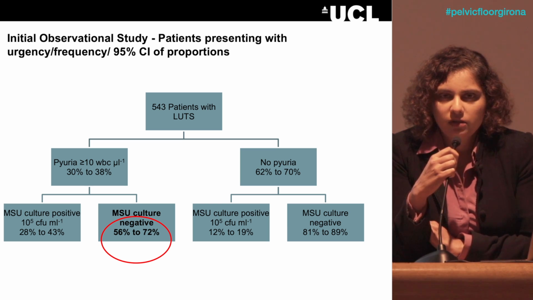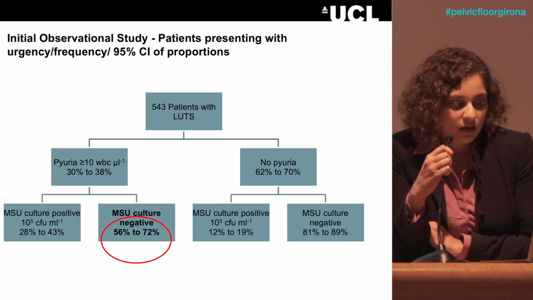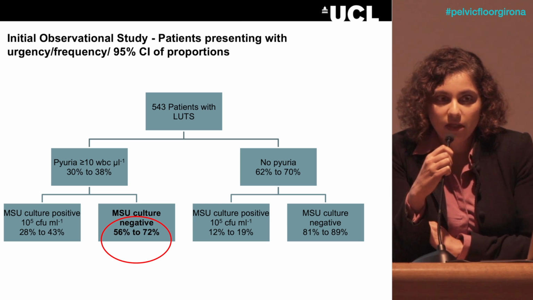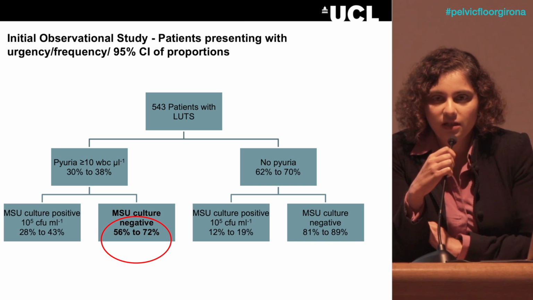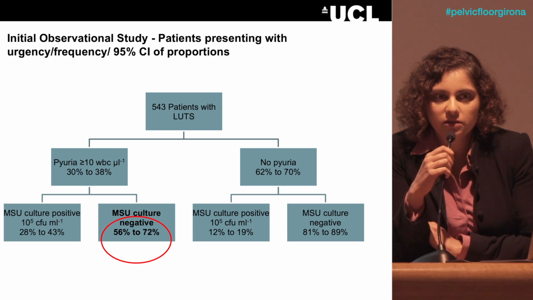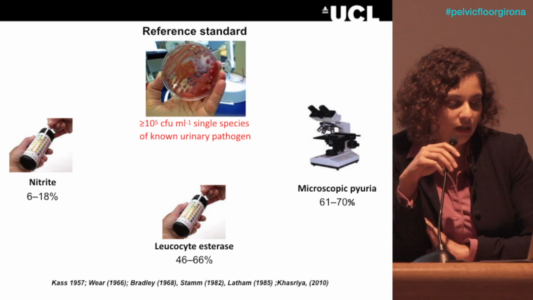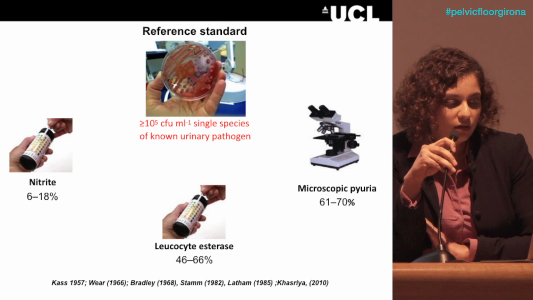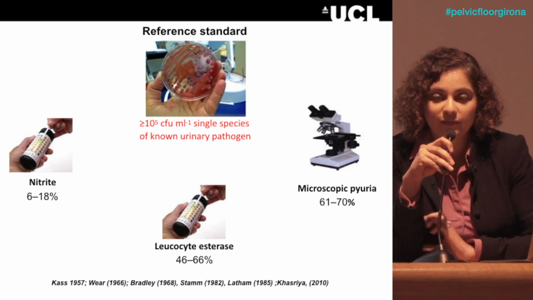So along with culture and dipstick, we started to microscope the urine of these patients fresh. And about a third of them had pyuria, but two thirds of those had a negative urine culture. And that was actually the group of patients that we started to study. Now, very exciting for me, one of the things that I did in my PhD was follow urine around the hospital. Very exciting.